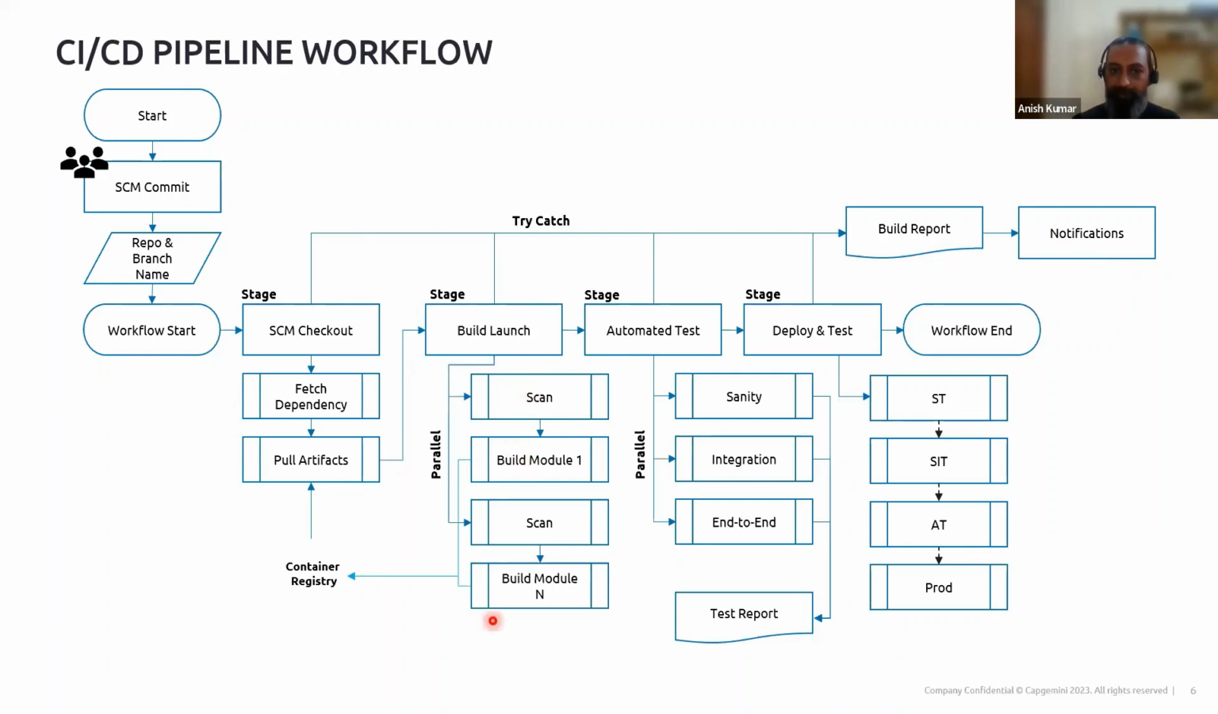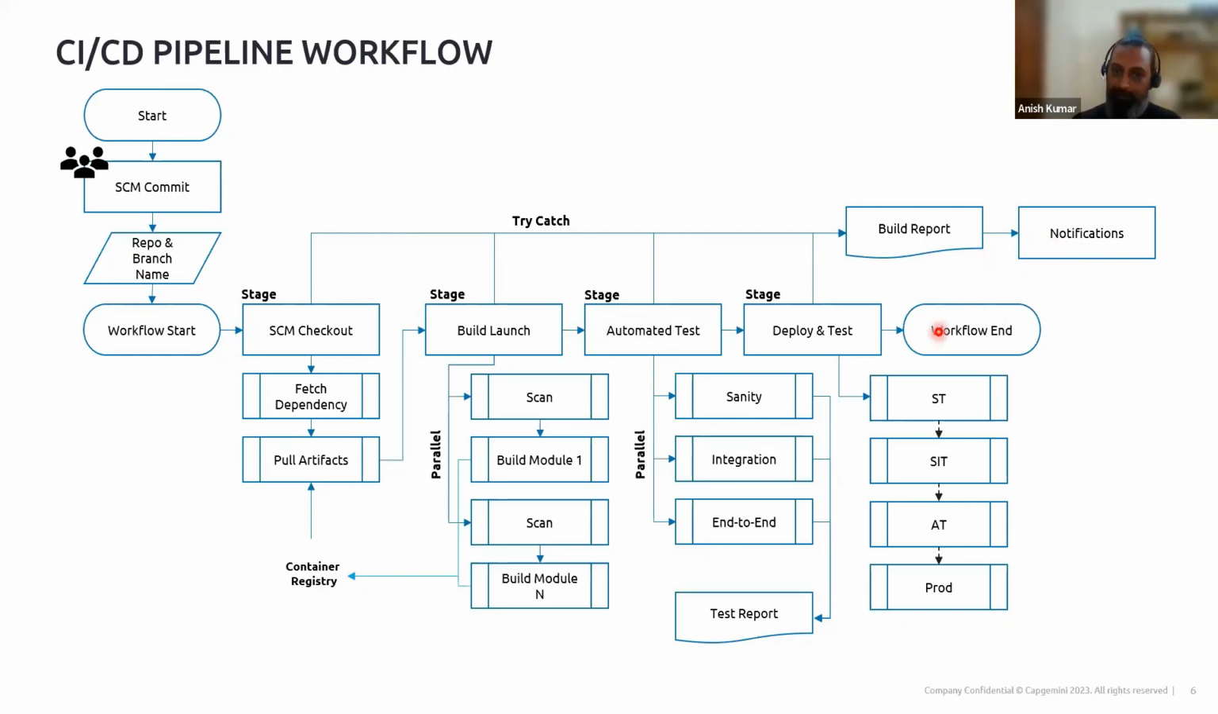Once the build is generated, it has to be stored back into your container registry. And then the next phase starts with your automated tests. You could execute your sanity, integration, end to end tests, and so on. Everything should generate reports, which should be sent back to the team so that they can take immediate action. This is how we can achieve the shift left philosophy.